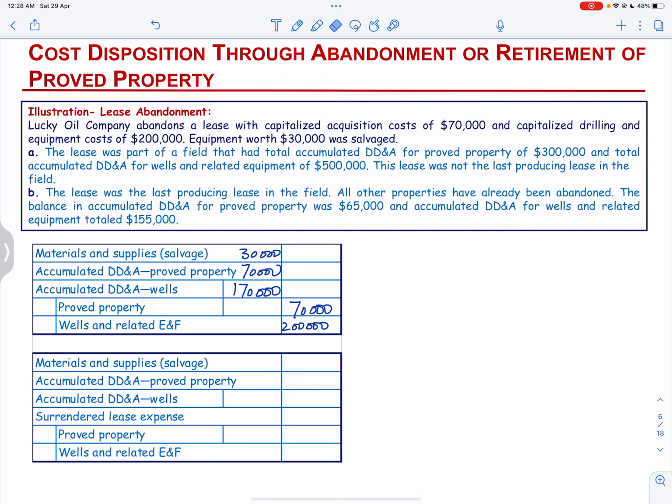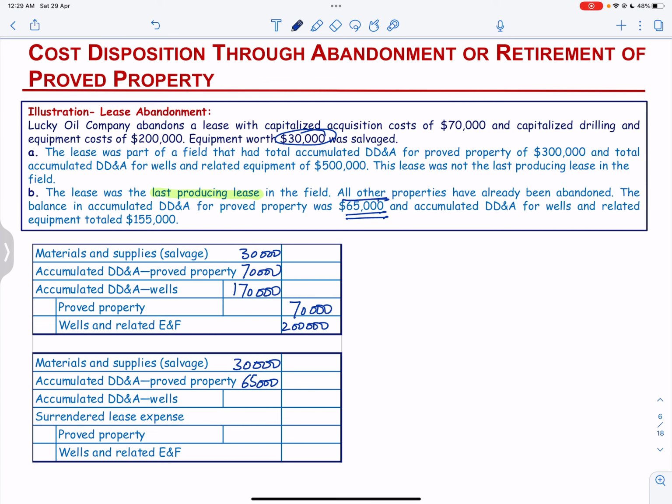Let us go to the second situation. The lease was the last producing lease. Now this is the last producing lease in the field. All other properties have already been abandoned. All the properties have been abandoned. The balance in accumulated DD&A for proved property was 65,000. So accumulated DD&A for the proved property is 65,000. The salvage value was 30,000, that is already there.